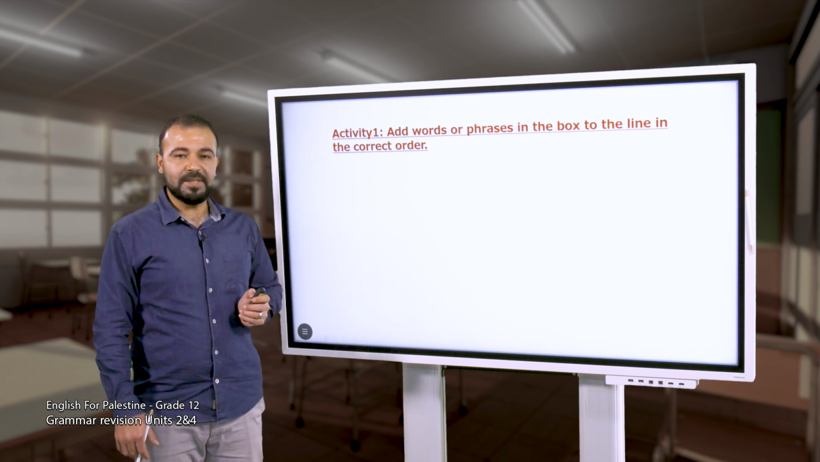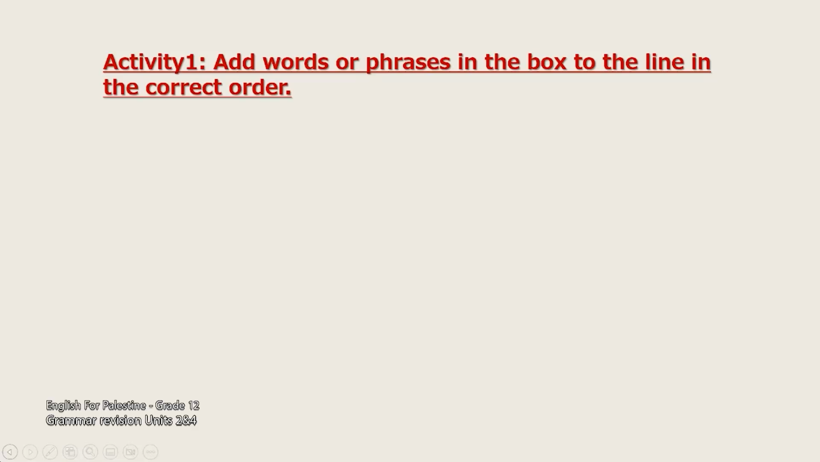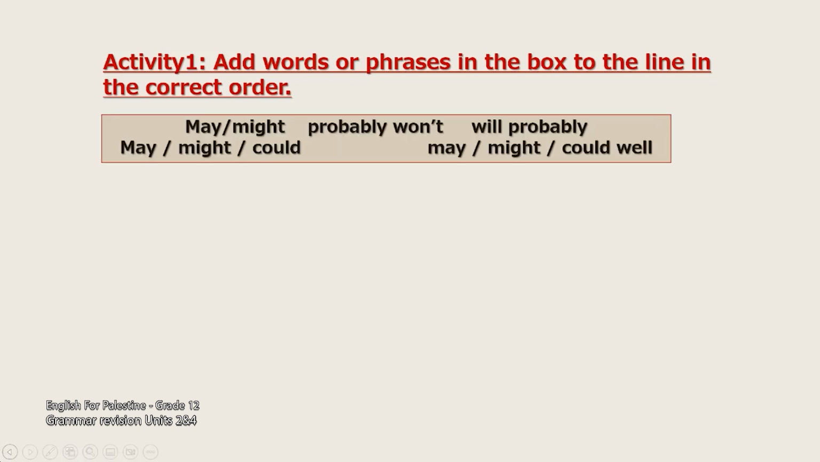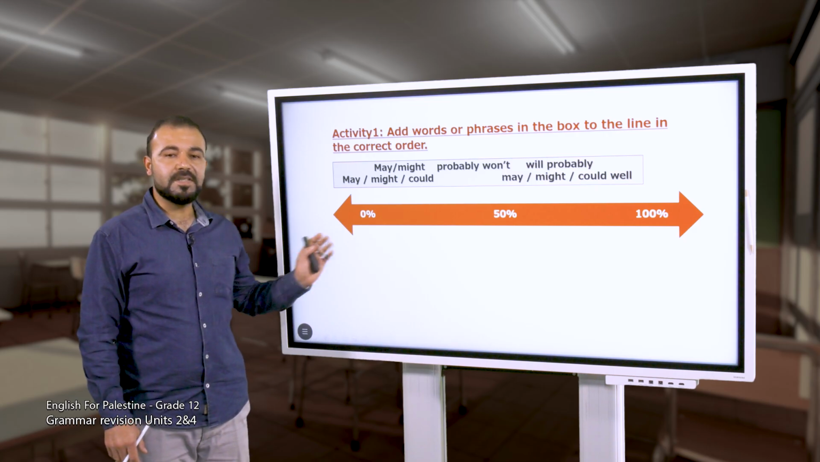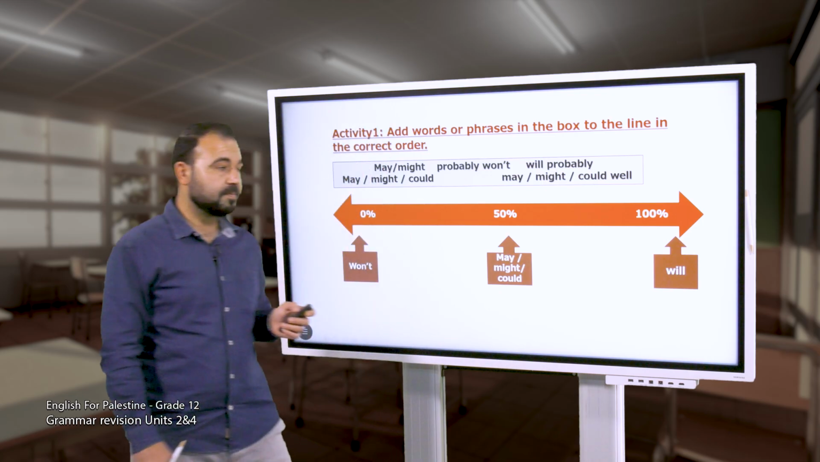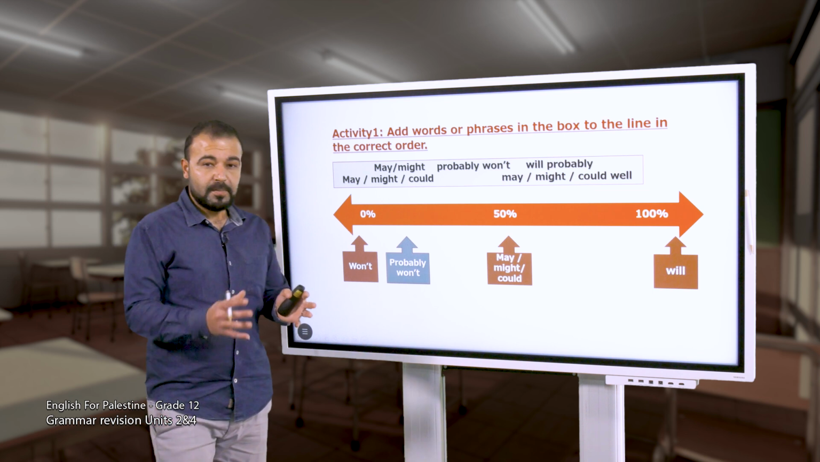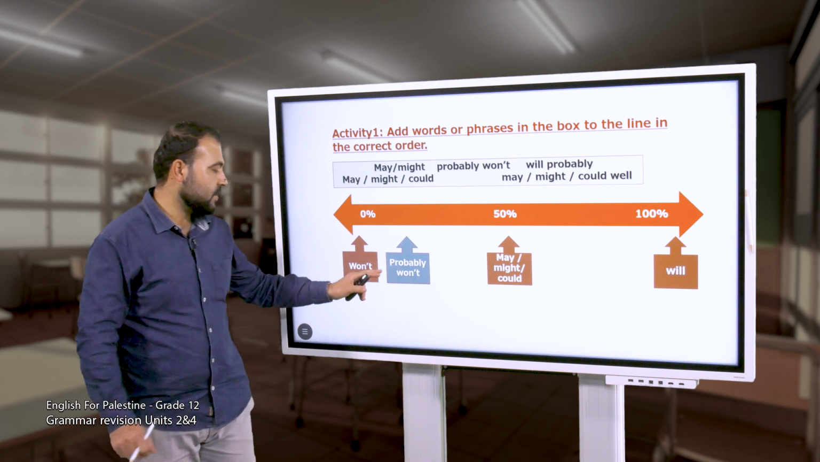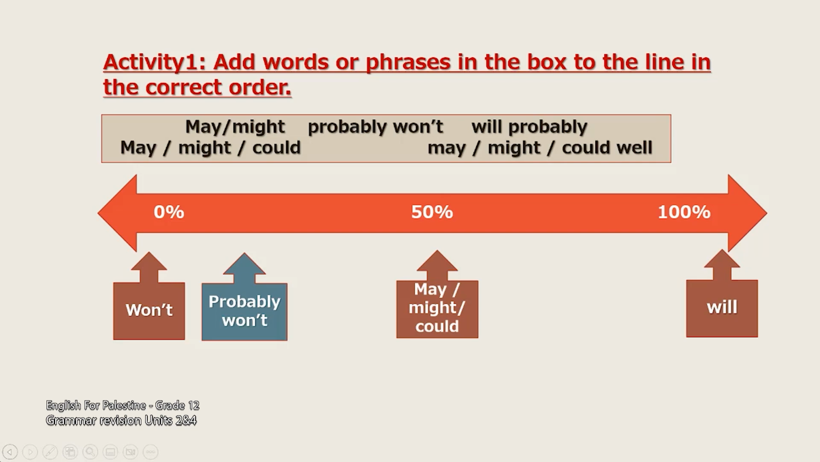Now, activity number 1, add words or phrases in the box to the line in the correct order. We have may, might, probably, won't, will, probably, may, might, could with will. When the possibility is 0, we use won't. When it's 50%, we use may, might, could. When it's 100%, that means we are very sure, we use will. When we have a little chance, we use probably won't. For example, 10%.